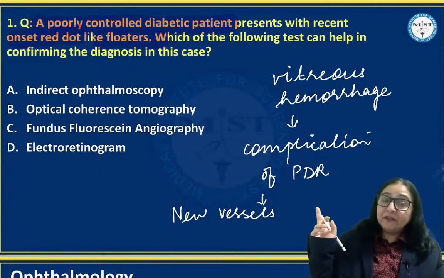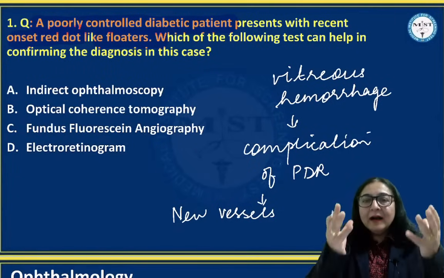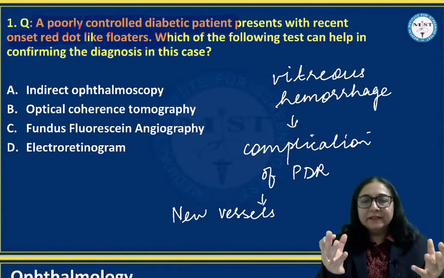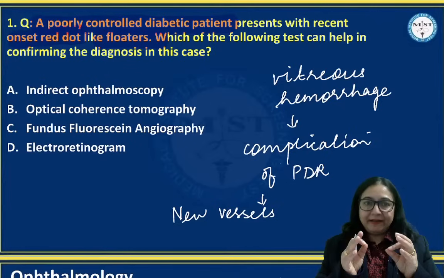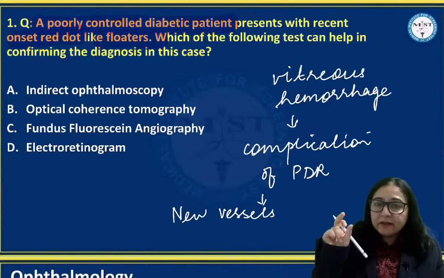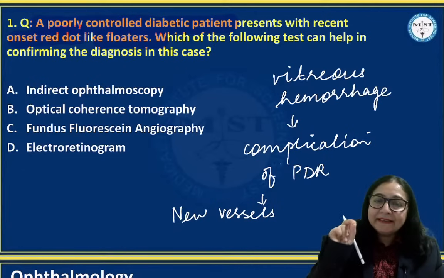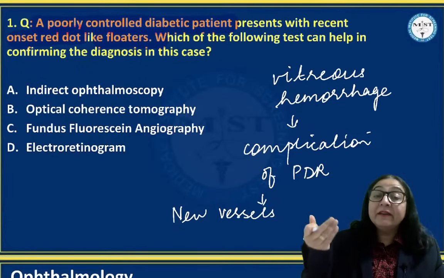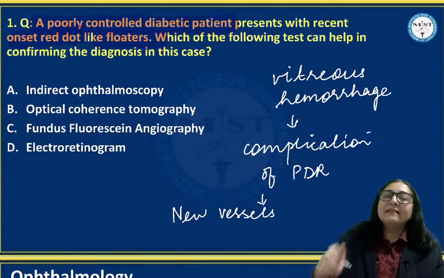So, is it indirect ophthalmoscopy? No. Indirect ophthalmoscopy gives you a less magnified view of the retina, so it's mostly for the peripheral retina. Optical coherence tomography? No. Optical coherence tomography is examination of the macular area only, and mostly it tells us about macular diseases. So if it is macular edema due to diabetes, we may be able to confirm it with the help of optical coherence tomography.